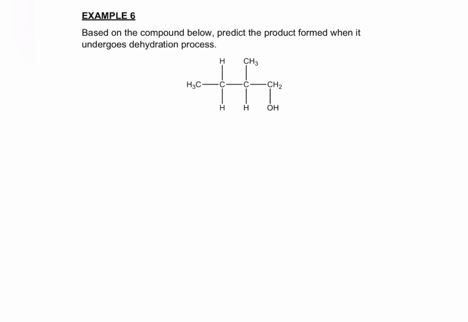Assalamualaikum and hello. Now I'm going to focus on how to determine the product formed when alcohol undergoes the dehydration process in preparing alkene. We can use two examples in this video, which are example 6 and example 7.